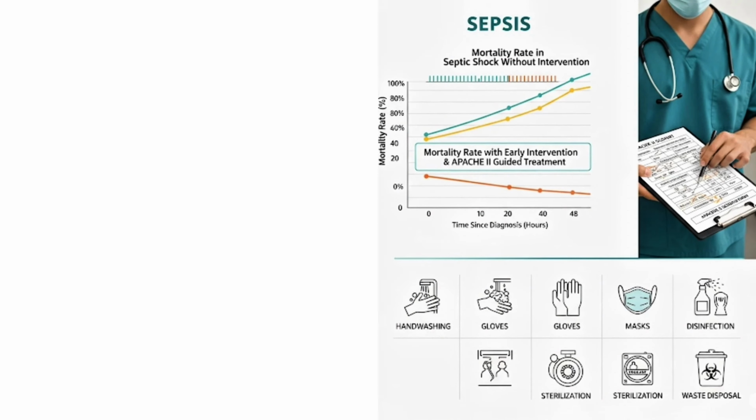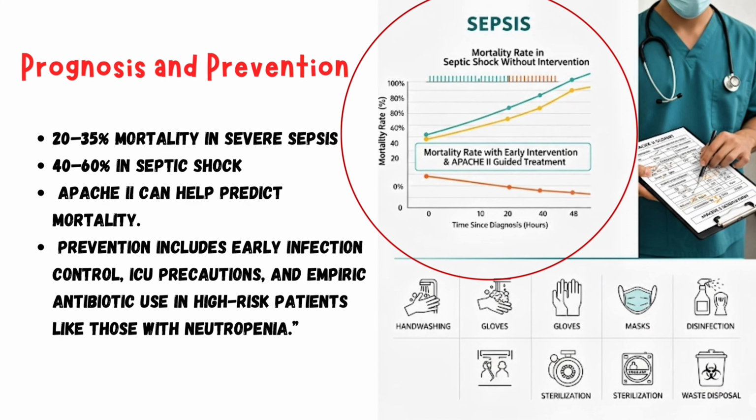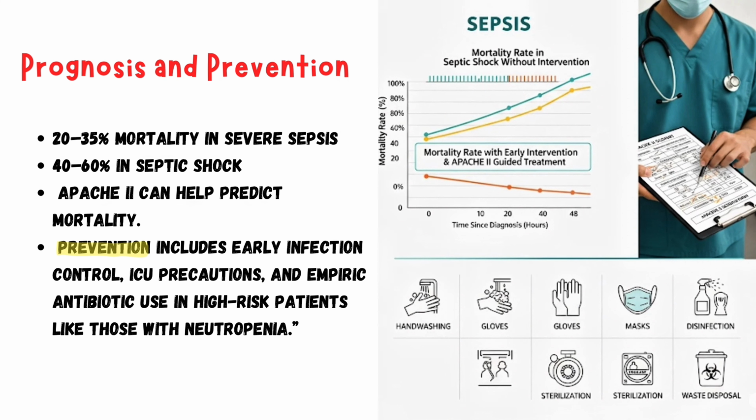Now, for prognosis and prevention. If we are comparing severe sepsis and septic shock, mortality is high, up to 60% in septic shock. The APACHE II score can help to predict the mortality. For better understanding, see this graph here and try to remember it. Prevention means early infection control, ICU precautions, and early antibiotics for high-risk patients.